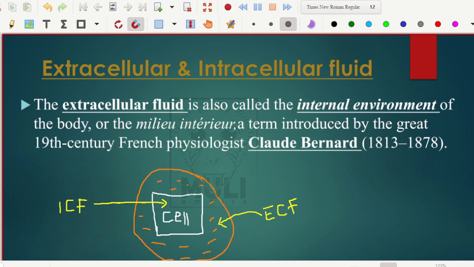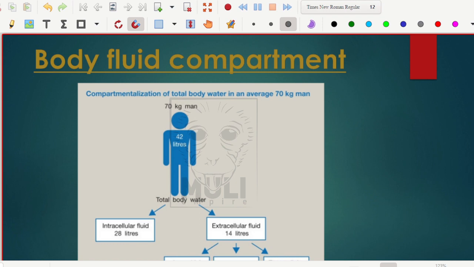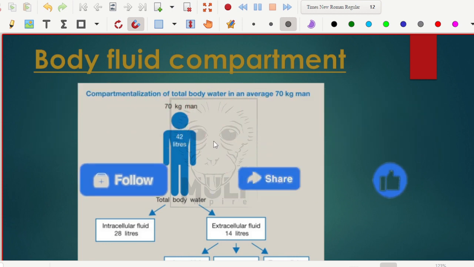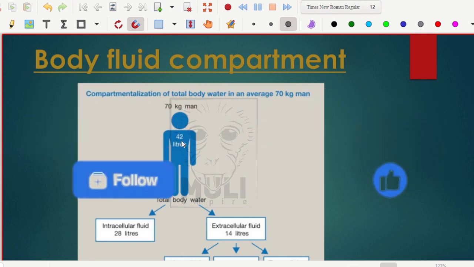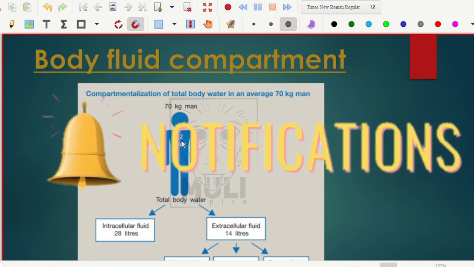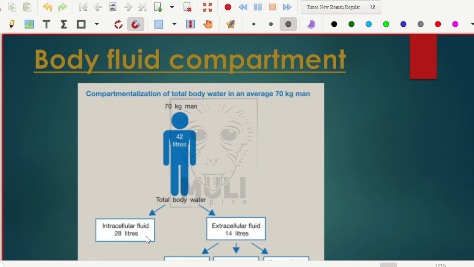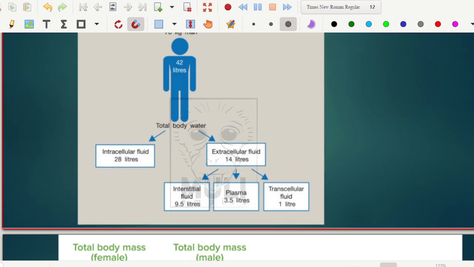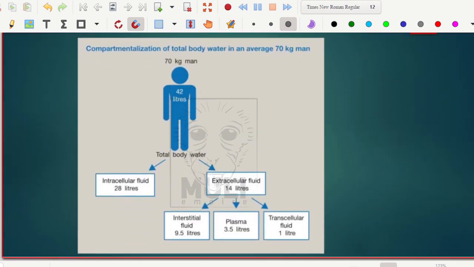This can be explained in a better picture in this form. If you take a human being whose average mass is about 70 kg, it's believed that the total body water is about 40 liters. Now can you subdivide those into intracellular for each cell and those in the human body? You find that the intracellular fluid will be about 28, and extracellular about 14 liters. As you can see here, the extracellular is further divided into other subcomponents, which are interstitial, plasma, and also transcellular fluid.